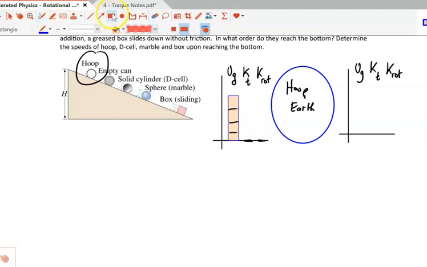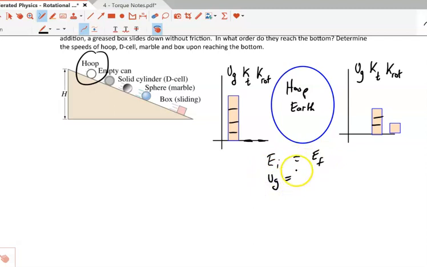And then when it gets down to the bottom, we've got some translational kinetic. I don't know which one is bigger. I'll just assume that maybe 3 bars are translational and 1 bar is rotational. I don't know exactly, but we just know that the sum of the blocks at the beginning and the sum of the blocks at the end are equal to each other. So essentially, energy initial equals energy final. We have gravitational potential energy being converted into translational kinetic energy and rotational kinetic energy. So you have mg delta y equals 1/2 mv squared plus 1/2 I omega squared, right?